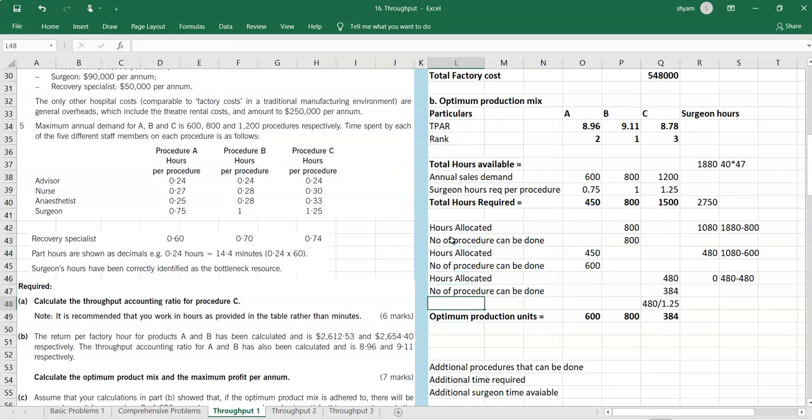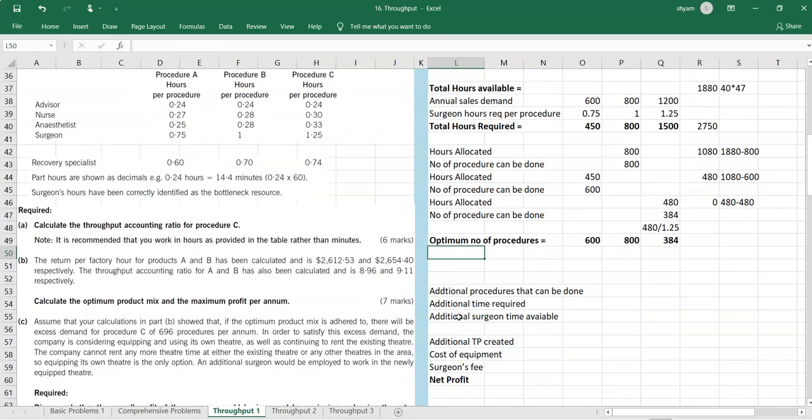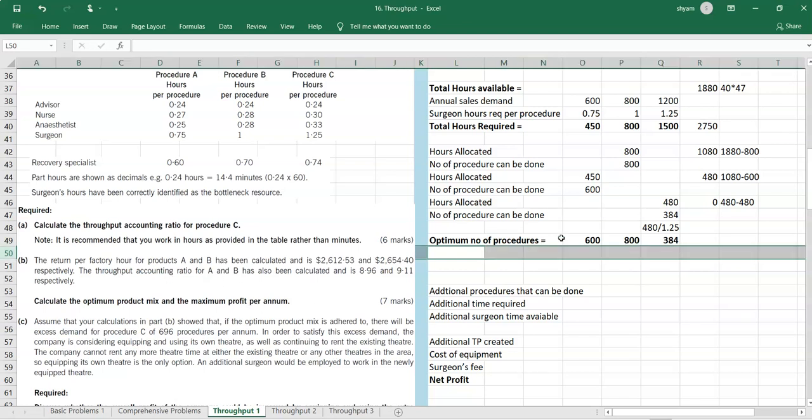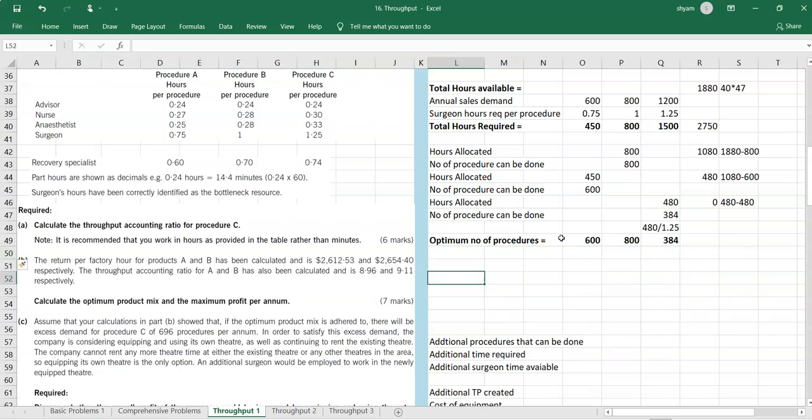Okay, so that's it. We got the number of procedures that can be done. So the optimum production, or optimum number of procedures, will be this, and with this we can find out the profitability quite easily, because that's what the question is asking. What's the maximum profit per annum? They're asking that. We can easily find out.